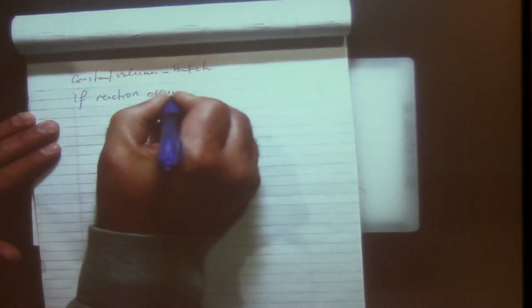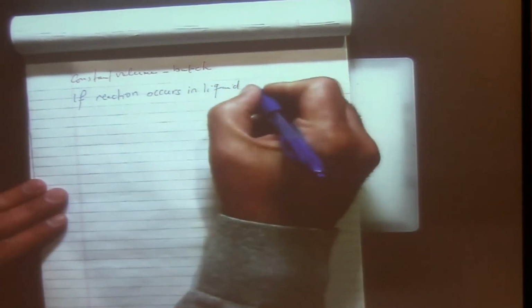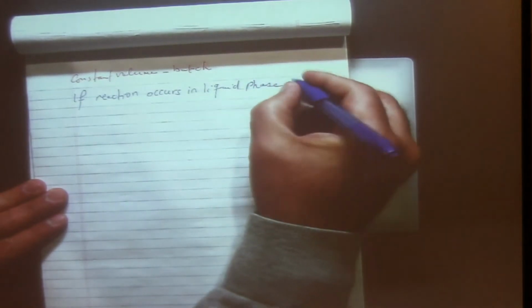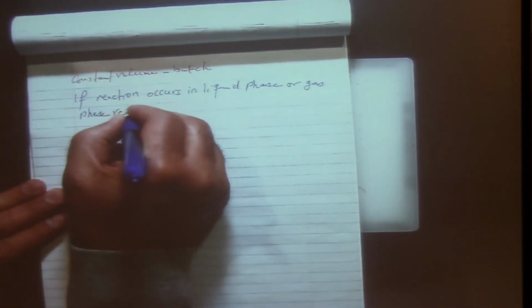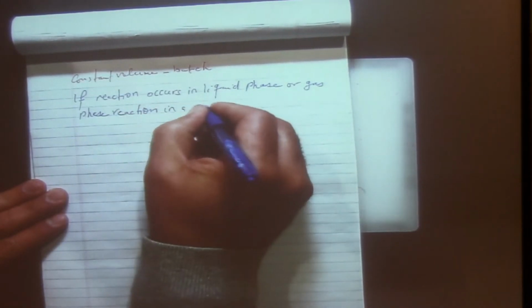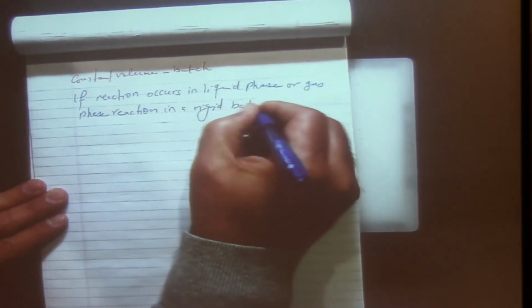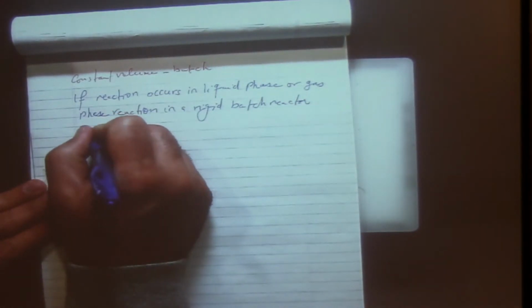If a reaction occurs in the liquid phase, or a gas phase reaction in a rigid batch reactor, your V is going to be equal to V naught. So basically you don't have any changes.